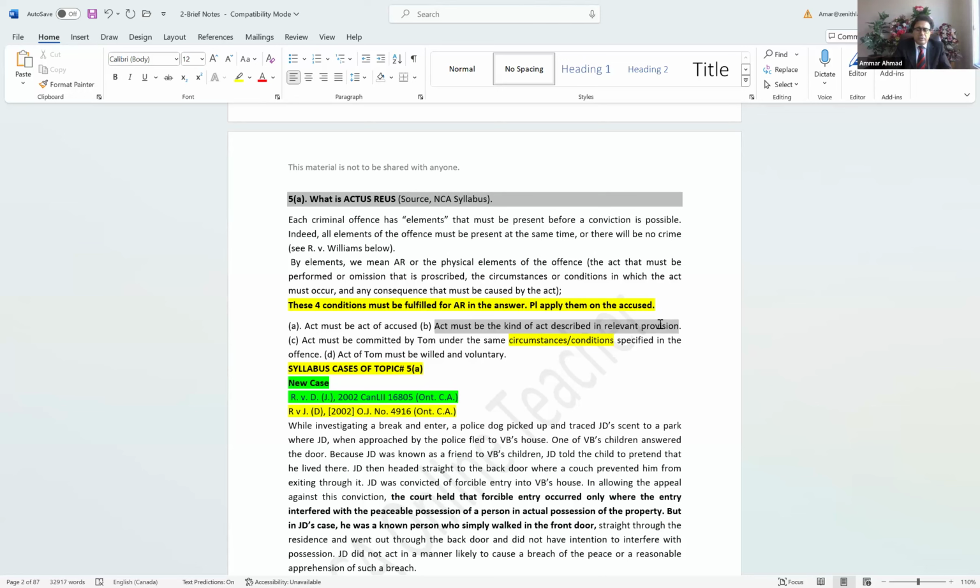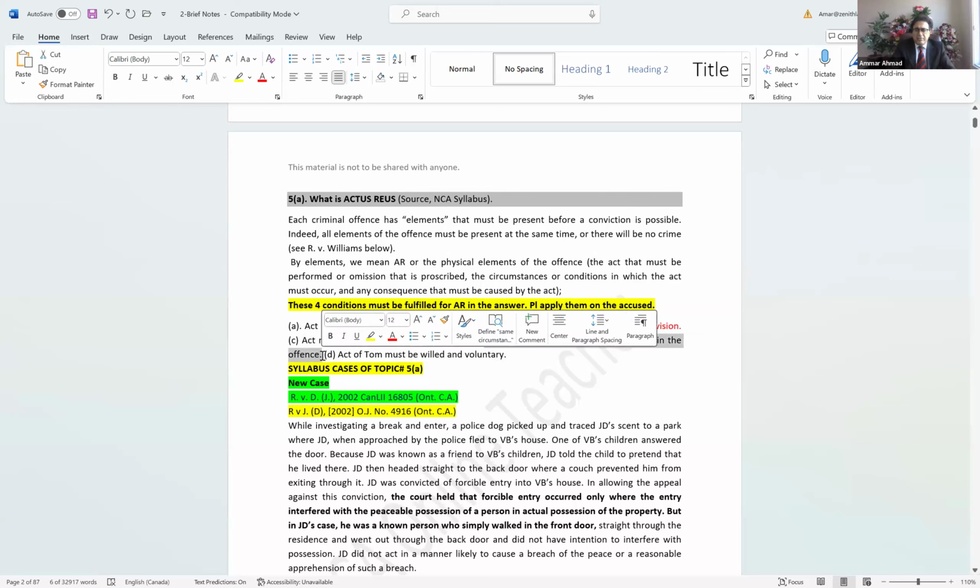For example, if you want to determine in a question on theft or robbery or criminal negligence, it should be the same kind of act which has been described in the relevant provisions. Relevant provisions here mean the relevant section of the Criminal Code of Canada. The next one is that the act must be committed by the accused under the same circumstances or conditions as specified in the offense.